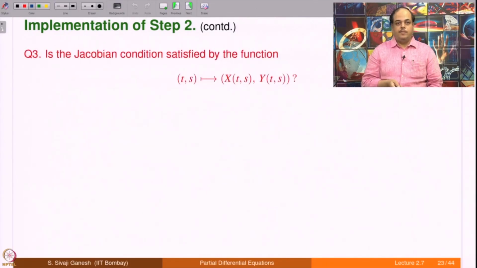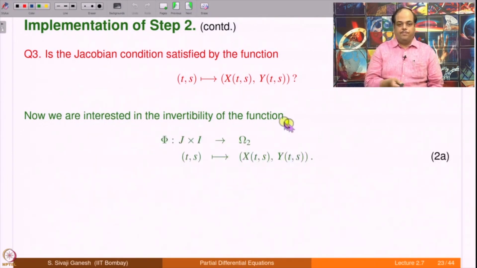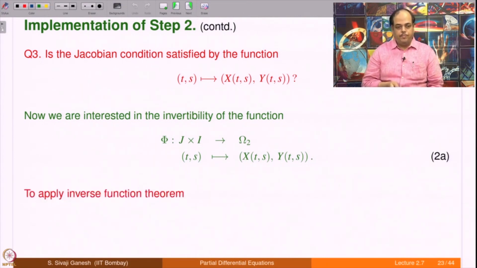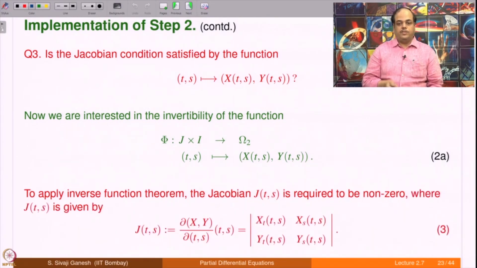Now, let us implement step 2. Step 2 and question 3 we have to answer: is the Jacobian condition satisfied by this function? We are interested in the invertibility of this function, right. So, we have to compute the Jacobian. Inverse function theorem says compute the Jacobian. That should be non-zero. Jacobian is this.